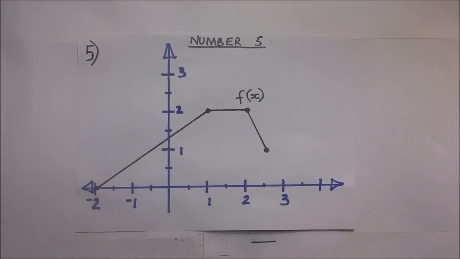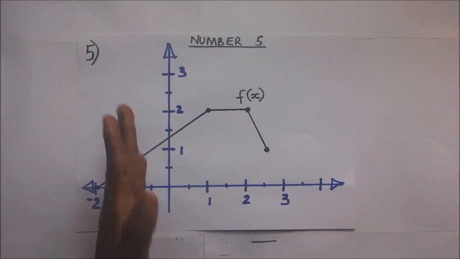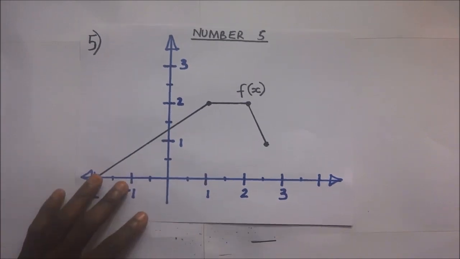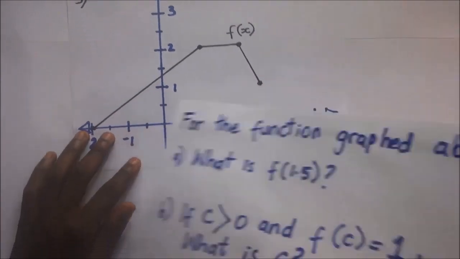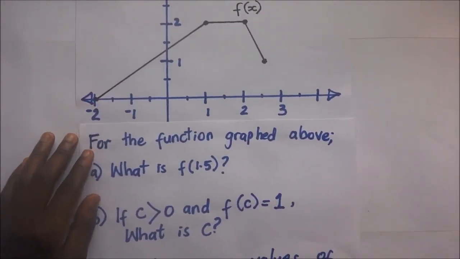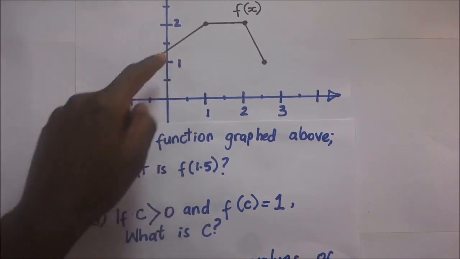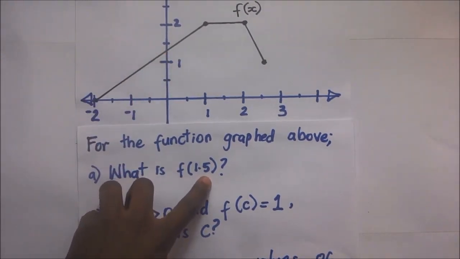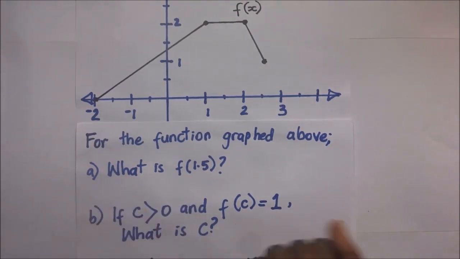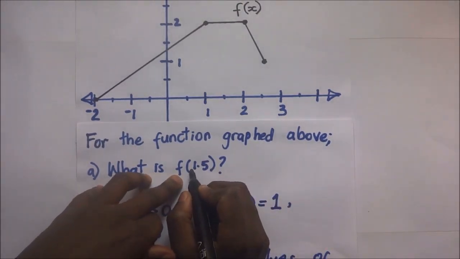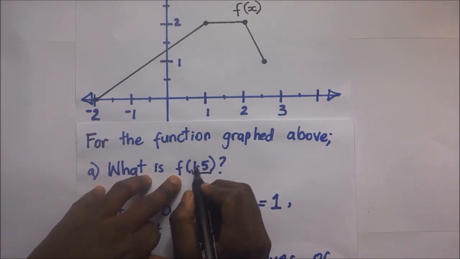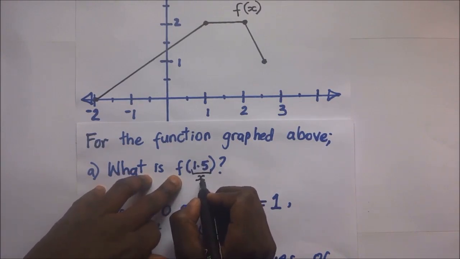So in our number 5, which is definitely the final number in this session, we are having a graph of f of x right here, and we have a few questions to answer about this in reference to this graph. We are being told that for the function graphed above, like you're seeing, what is f of 1.5? Now if you look at our graph, they are asking us what is the value of this function when the value of x here is 1.5.